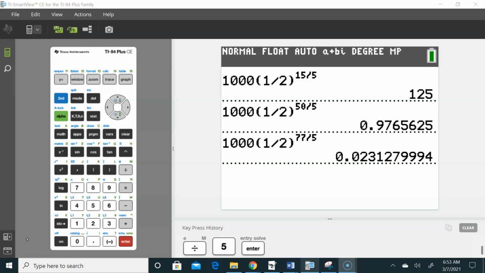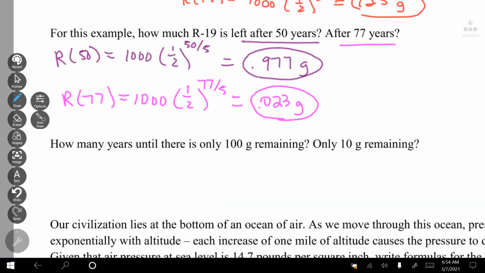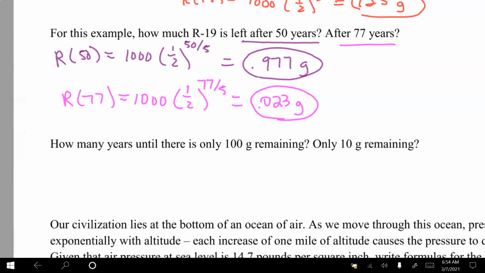If I don't tell you, the standard is 3 decimal places. And I'm going to put these back on the paper. And you can see I have my results here on the paper. At 50 years, I have a little bit less than a gram. And after 77 years, I have a very small amount, 0.023 grams.